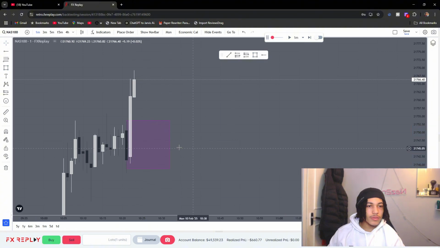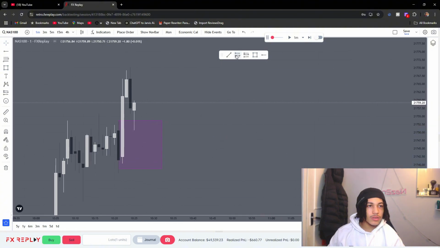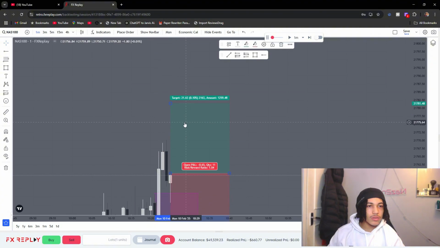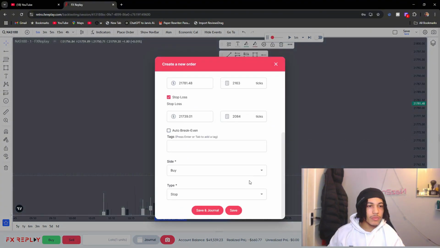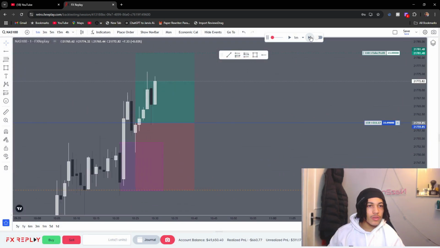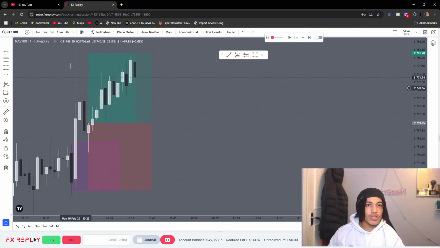Got another one here. Tapped in. Long position right here. Stop loss below the supply zone. Targeting a 1-to-1. Place order, 1% risk, save. Taps you in. Hits TP. That's basically the strategy.